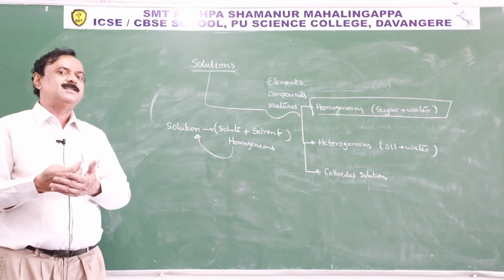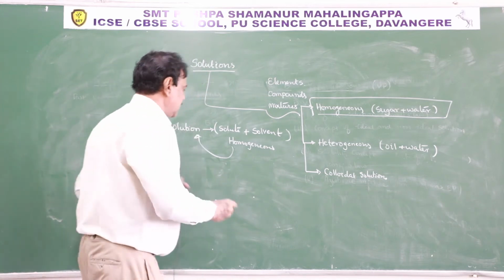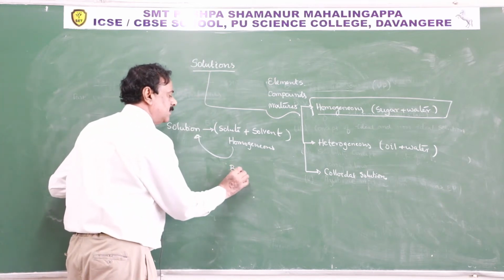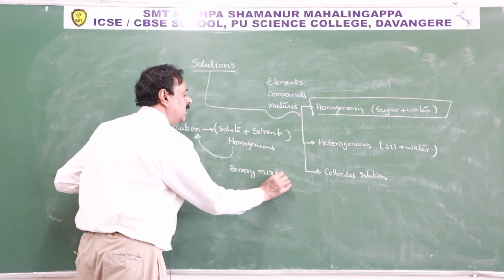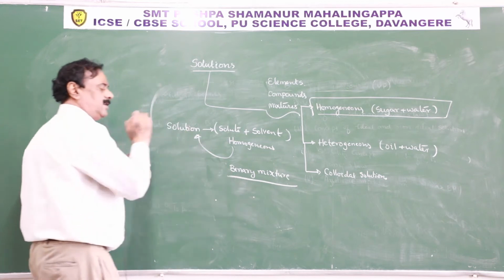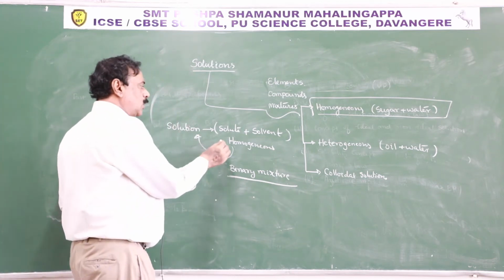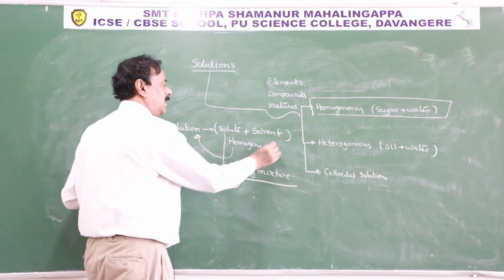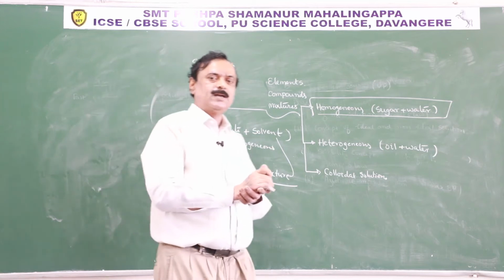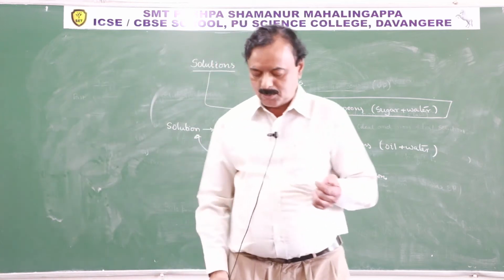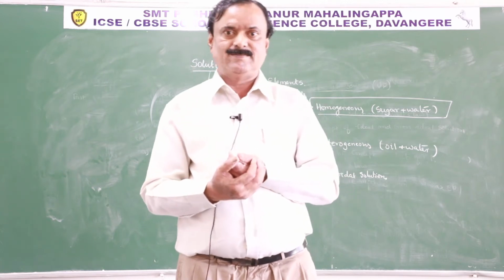Usually our syllabus consists of binary mixtures. In binary mixtures, we have a two component system. One component is solute and the other component is solvent. The homogeneous mixture of solute and solvent is called a binary mixture.